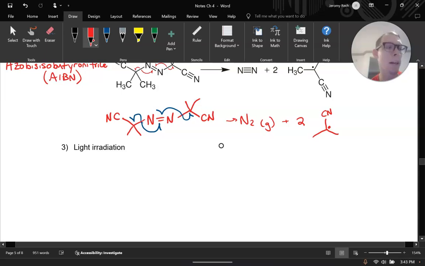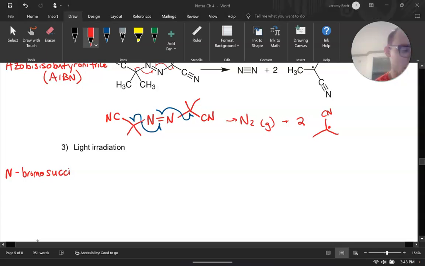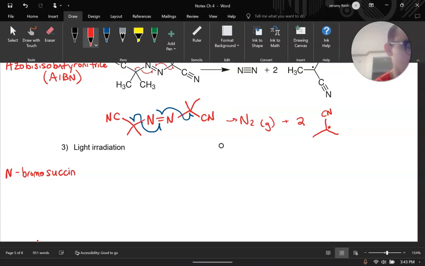The next set are going to be ones that can do light irradiation. One of the first is going to be NBS. NBS stands for N-bromosuccinimide. Making sure I spell this right. Which we call NBS. So NBS is going to be a way in which we can generate radicals that are going to be less toxic and corrosive than our liquid bromine.